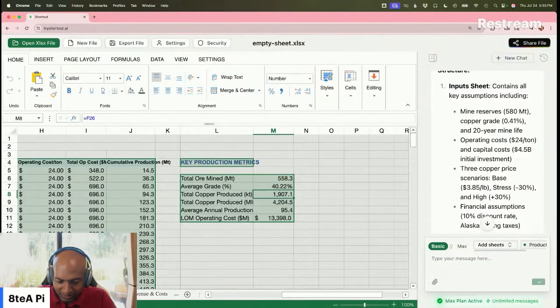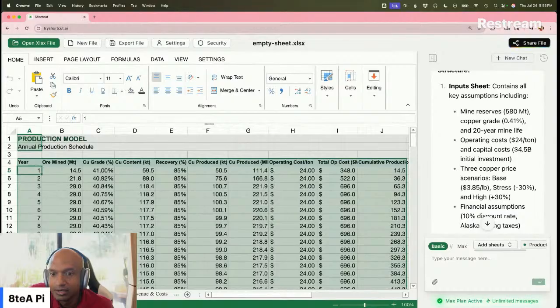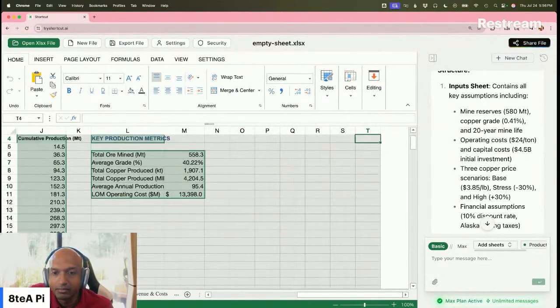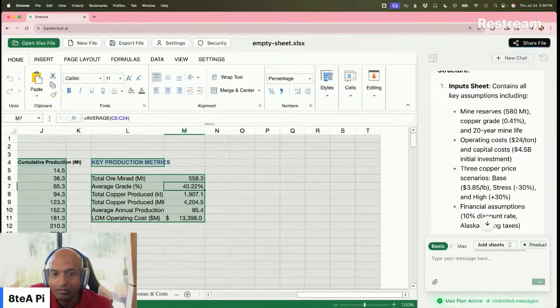I have to check this by calculator. It's hilarious that I have to check this by calculator. All right, 558. 558 times 0.4, 223. 223. All right, let's see the formulas. All right, B26 is 558. So coming in from B26, B26. All right, okay. All right, average grade, 40.2%.